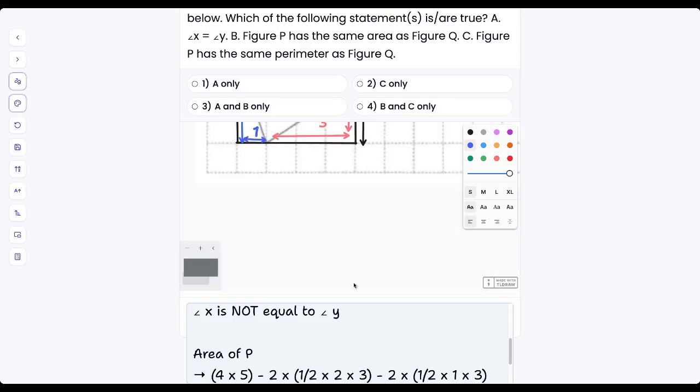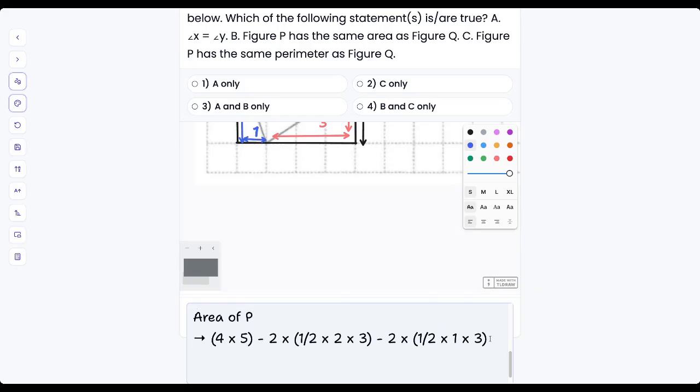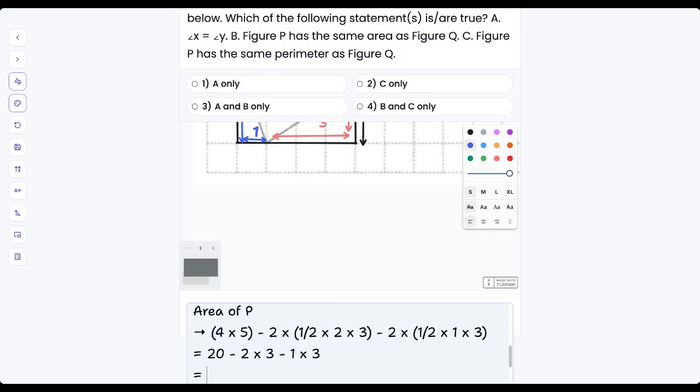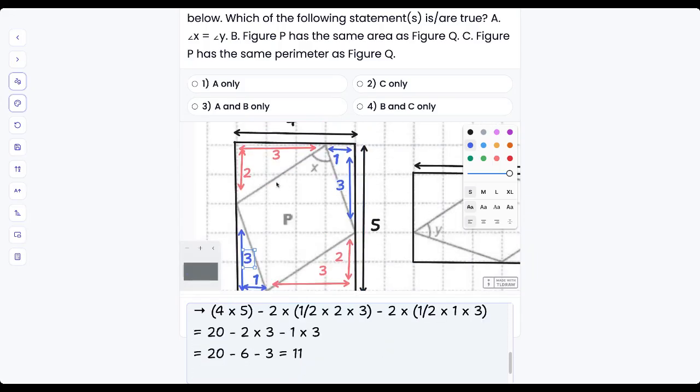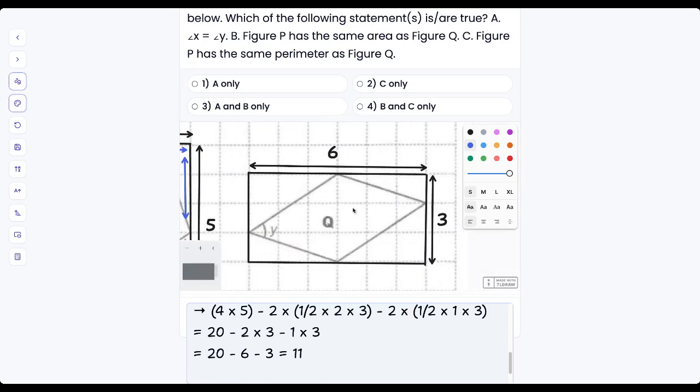Okay, so essentially, for area P, since we multiply the half, it's actually the same. So this will be 20 minus, so this will just be 2 times 3 minus 1 times 3. Which is 20 minus 6 minus 3, equal to 11, area of P. So I see over here, P is 11. What about Q?